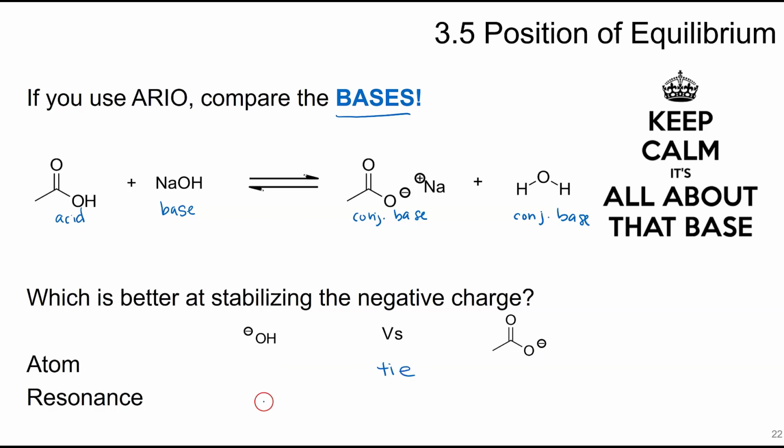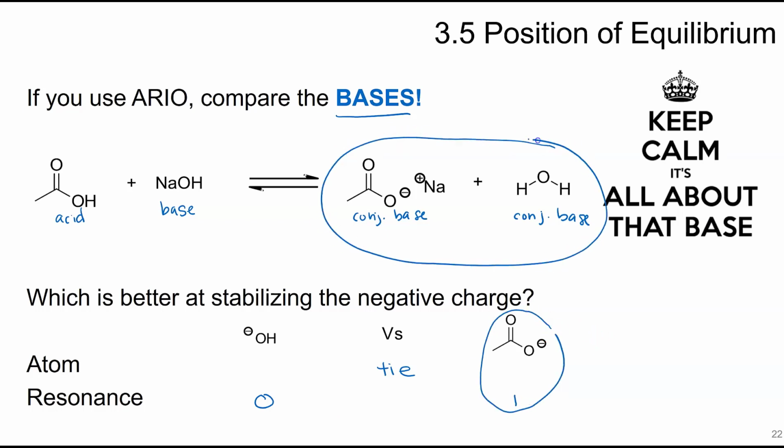And then we have resonance. This one does not have resonance. This one has resonance, which means this is better at stabilizing. So this is the side of equilibrium that is favored. So that is how you would do those problems.